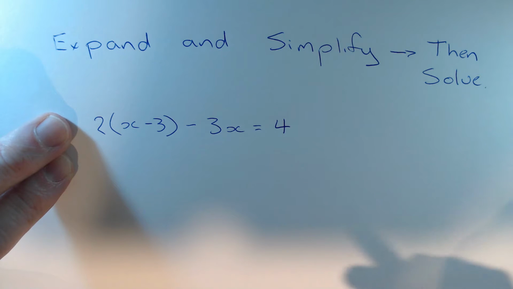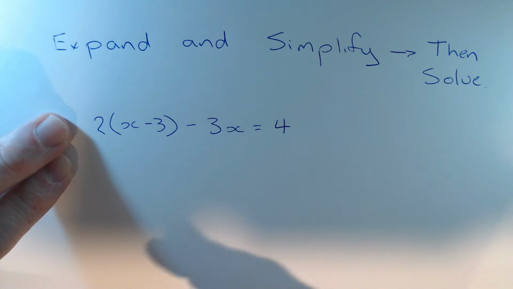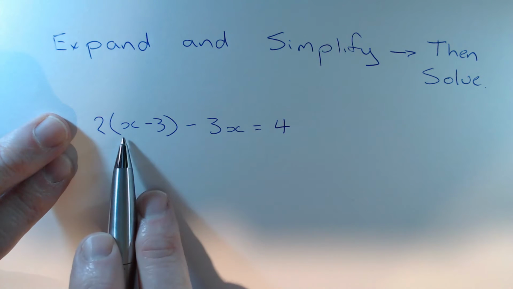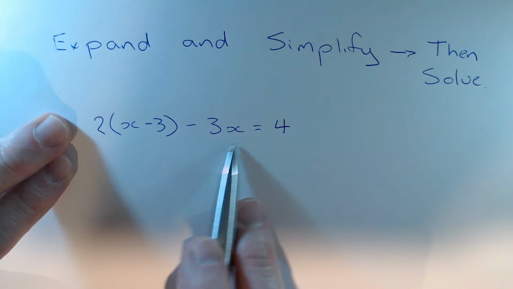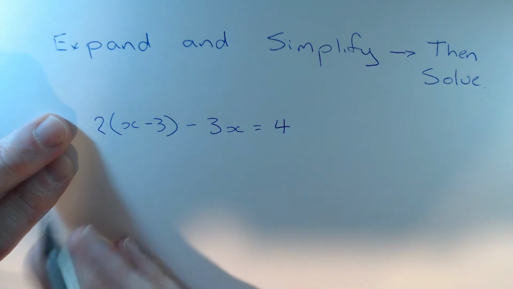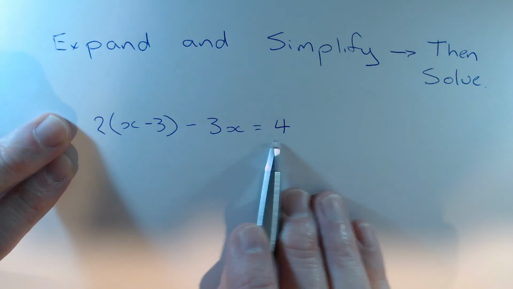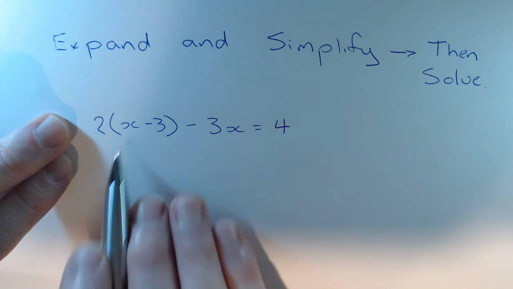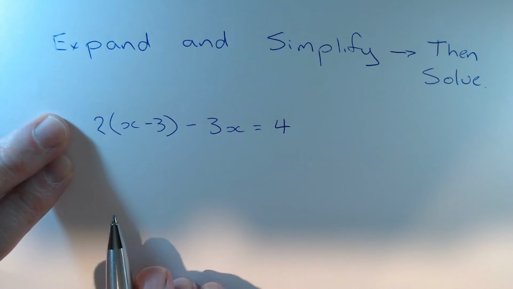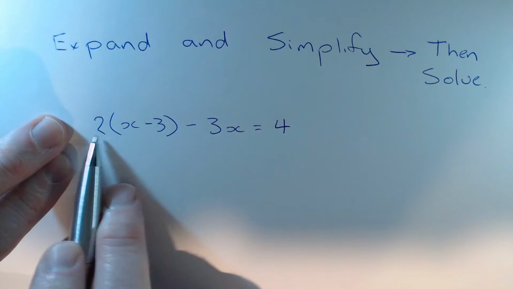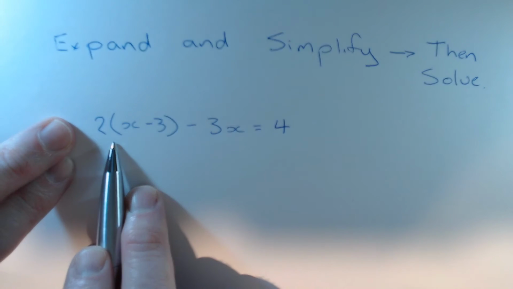We can solve that by collecting all of the terms with pronumerals in them, so anything with an x or a letter in it, to one side, and then we collect all of our constants, all of our numbers, to the other side. So let's have a go. The first thing we have to do is look at this equation and expand the brackets.